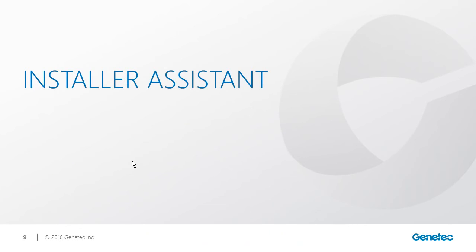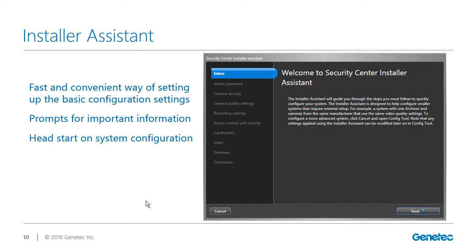So let's jump right in. We're going to talk about the new installer assistant. Now, for anybody who's familiar with the Smart Vault line, like the SB32, this will look very familiar for you. Basically, the first time you start up your system, you're going to see this window come up here, and it's really a very fast and convenient way of getting your system up and running with the basics configured in a very easy setup wizard for you.